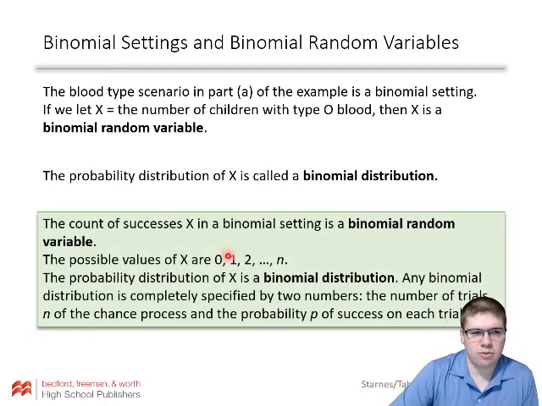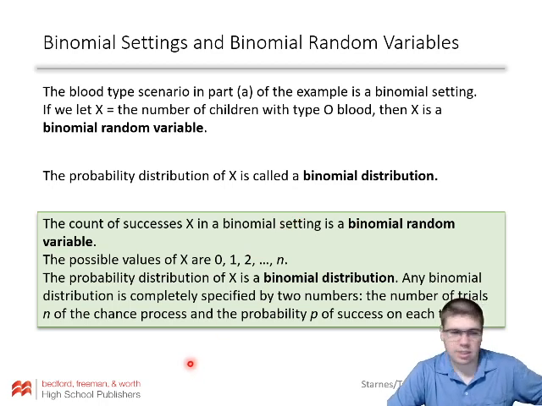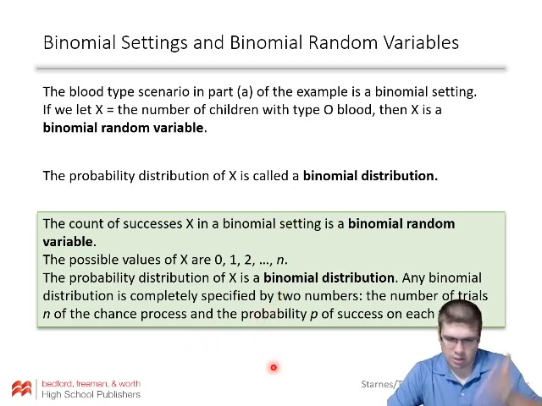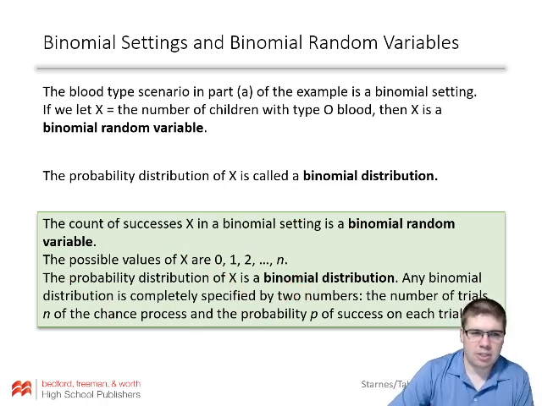So the possible values for x are from 0 to n. In that case, it was 5, but 0, 1, 2. So you can have 0 successes, 1 success, 2, all the way up to n, all the successes. The probability distribution of x is a binomial distribution.